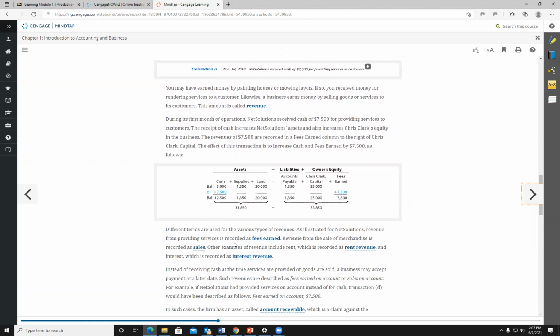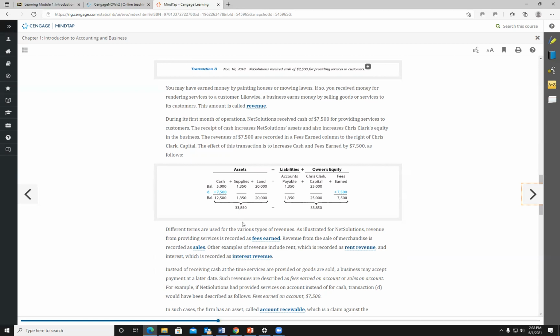Now, you may have earned money by painting houses or mowing lawns. If so, you received money for rendering services to a customer. Likewise, a business earns money by selling goods or services to its customers. This money they earn is called revenue. During its first month of operations, Net Solutions received $7,500 for providing services to customers, and the receipt of cash increases Net Solutions assets and also increases Chris Clark's equity in the business. The revenue of $7,500 is recorded in a fees earned column to the right of Chris's capital.